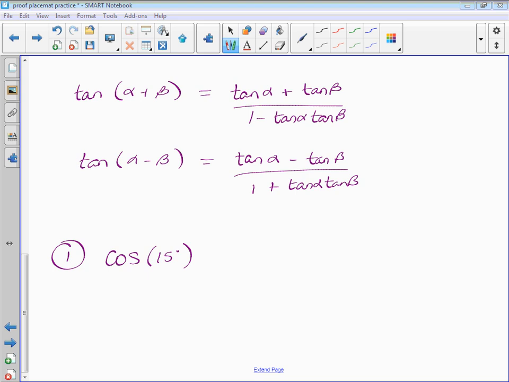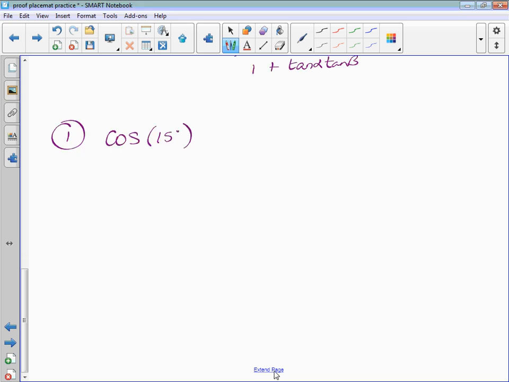All right, guys, I'll walk you through this. I'm going to pick 45 minus 30. Do you have to pick those two angles? Lots of options.